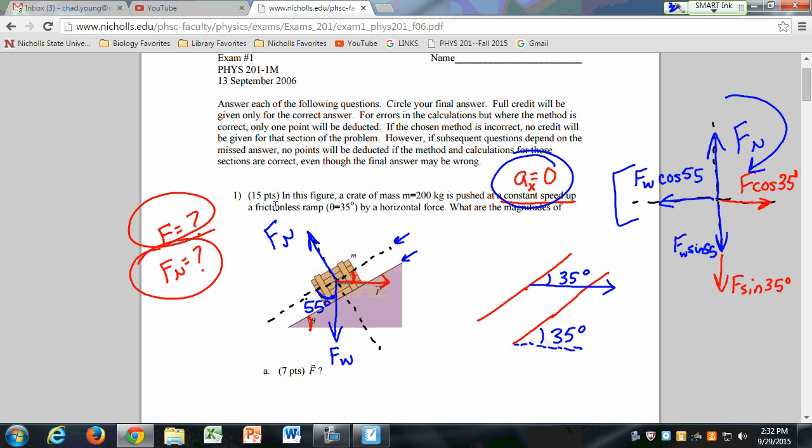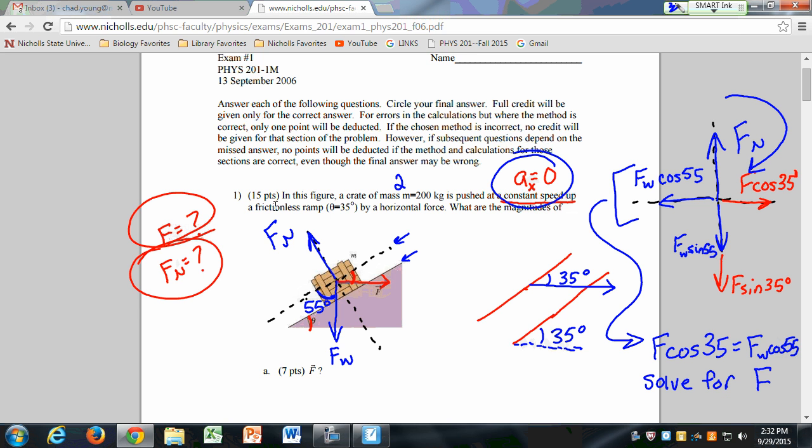So I can just look at this axis and say that F cosine of 35 equals Fw cosine of 55. And then I can solve for F, because I know Fw, right? Fw is 2,000 newtons. I can just solve that for F. Once I find F, then I can find the normal force by looking at the y-axis.